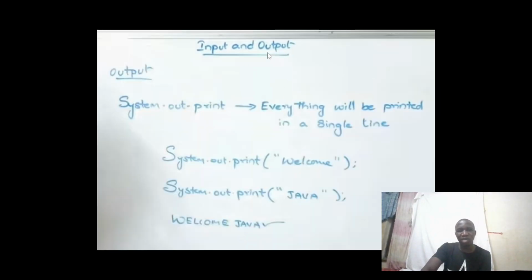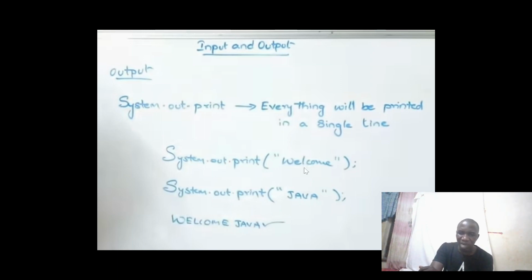So we have the input and output streams, and at least we are familiar with System.out.print. We can use this when you want to print everything on a single line. Like we can say System.out.print welcome. That one is used when you want to print something on the screen. Inside here, you write whatever you want to print. For example, this person wanted to print welcome, then System.out.print, then inside he wrote Java.